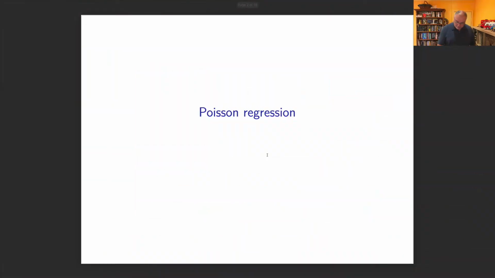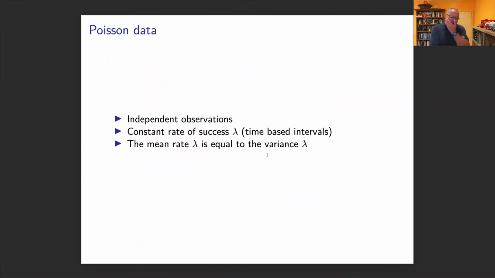Okay, so let's do this Poisson regression. So let's remind ourselves about the Poisson distribution. The idea of the Poisson distribution is you've got some independent observations.